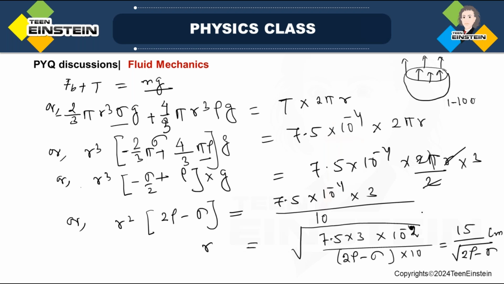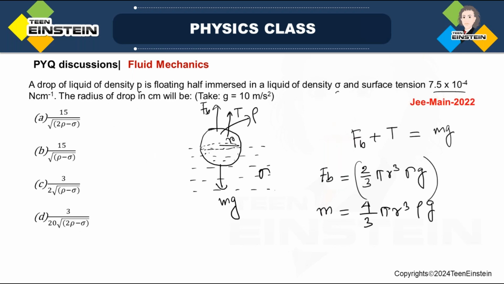Okay, dear students, I think I took a long time to do the calculation properly. You can do it quickly in your notebook. But the main concept here is that the buoyant force and the surface tension will balance the weight. Surface tension will act all the way like this. If you have a liquid drop in a hemispherical shape, surface tension will hold it up all the way through this perimeter. Okay, like this.